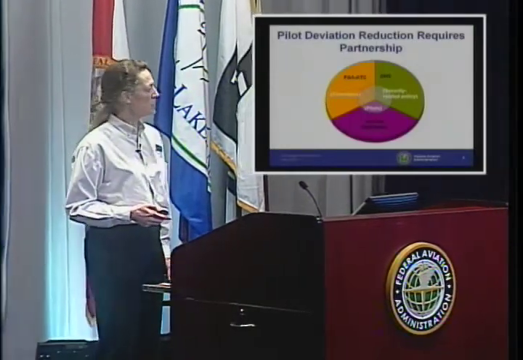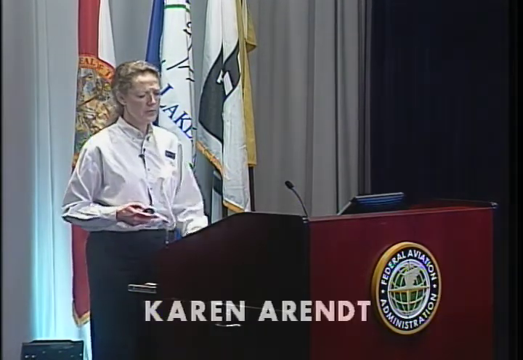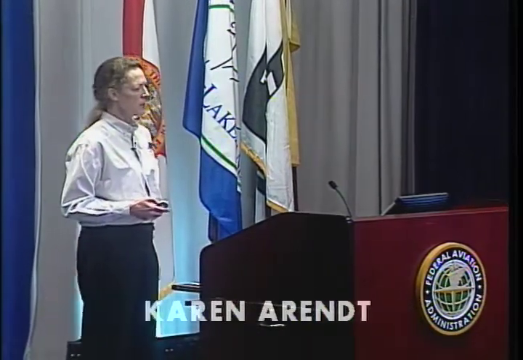Pilot deviation reduction requires partnership. The controller's primary responsibility is the safe, expeditious flow of traffic. The Department of Homeland Security's responsibility is to monitor traffic and ensure that there's protection of persons and property. Pilots have an equal responsibility in supporting the procedures that the Department of Homeland Security and air traffic are combining to produce. As we notice, our airspace is increasingly complex. So what used to be a simple operation now involves significant additional responsibilities on the part of the pilot and the controllers.